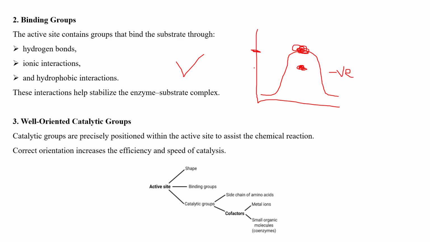Let's move on. So in the active site, what I've talked about here, we have the shape matters, binding groups matter, catalytic groups matter. The main things that entail the active site are what I've said: the shape, the binding groups, and the catalytic groups. And under the catalytic groups, we are having the side chain amino acid. That one I've already explained. We'll be talking about the cofactors soon. The cofactors can be metal ions, or small organic molecules such as the coenzymes or the vitamins.